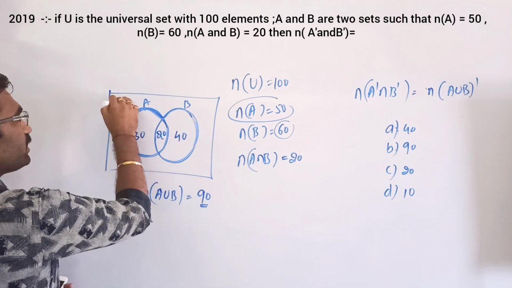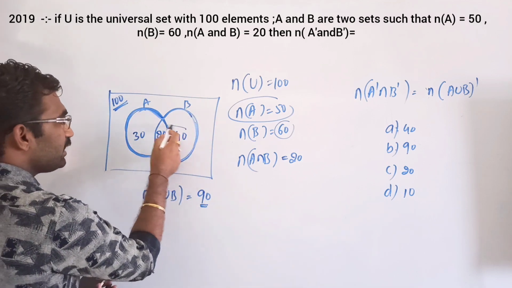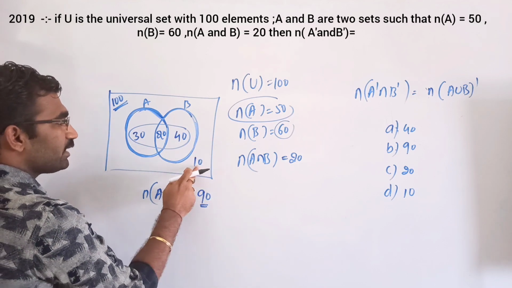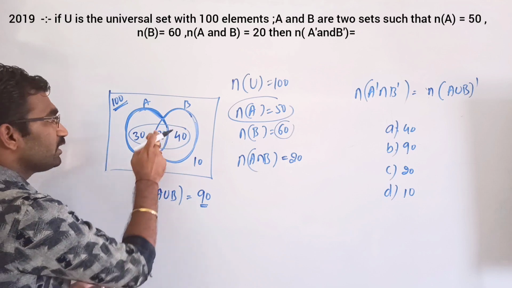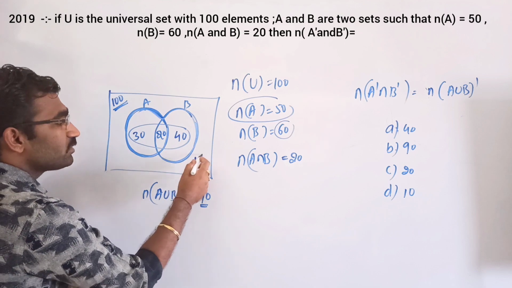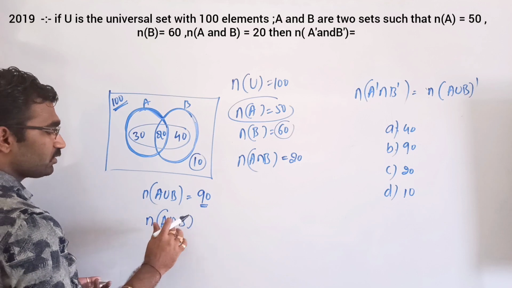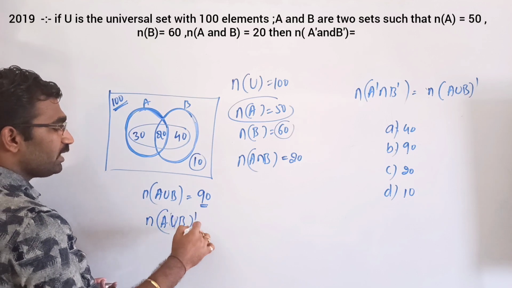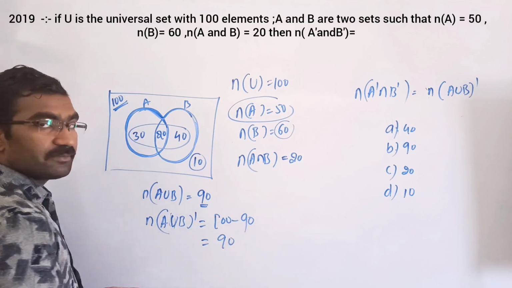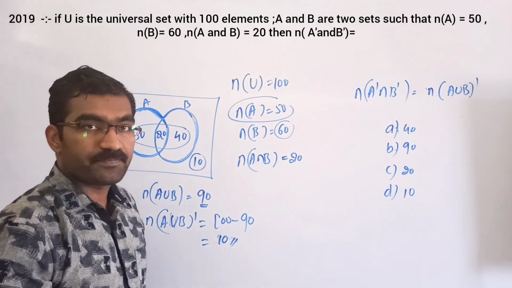So total elements are how many? 100 elements are there in this square box, but we have already seen 90 elements. How many are remaining outside? Therefore 10. You can check: 10 plus 90 is equal to 100. In A union B there are 90 elements, and 10 elements are not present there. That is what they asked. So (A union B)' is equal to 100 minus 90, which is 10.